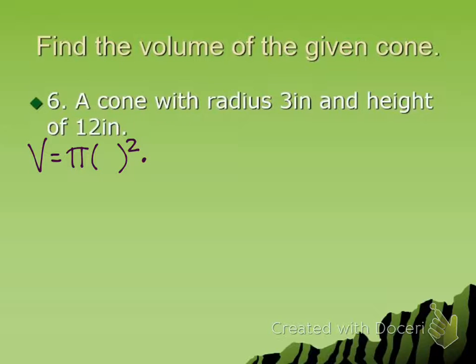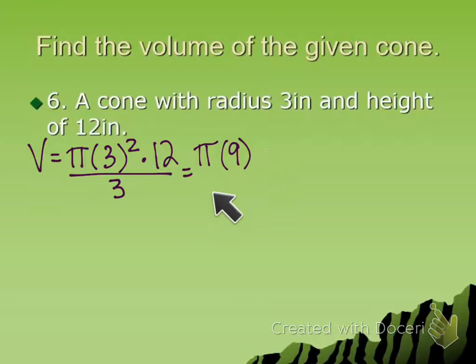What's my radius? 3 times the height, which is 12. And all of this gets divided by 3 from our formula. So notice we're always dividing by 3, whether or not there's a 3 as part of our numerator or not. So pi times 3 squared is 9. And now it's up to you.